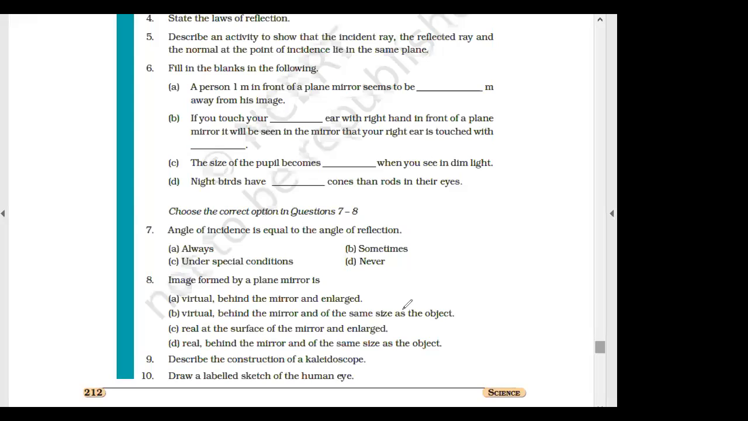Now, eighth one. The image formed by a plane mirror is... So this is what we have discussed. Tell me what is the answer, everyone? Options: virtual behind the mirror, enlarged; virtual behind the mirror and same size; real. B is the correct answer, right? Virtual behind the mirror and same size.